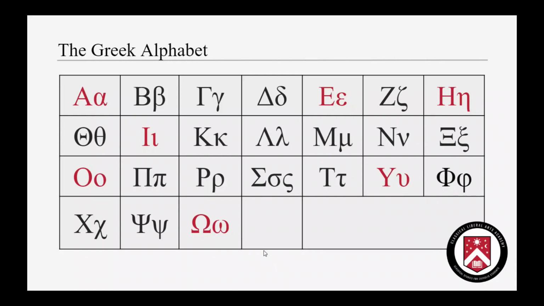Here you can see the 24 letters of the Greek alphabet. The letters in red are the Greek vowels. The letters in black are the Greek consonants. There are 7 vowels and 17 consonants in Greek. Let's study the names of the Greek letters.